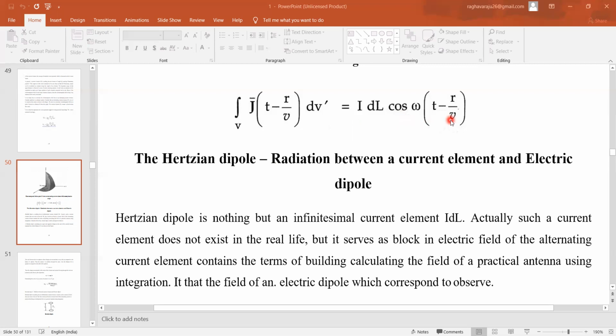The Hertzian dipole, or radiation from a current element and an electrical dipole, gives very important empirical relations. This Hertzian dipole is nothing but an infinitesimal current element. Actually, such a current element does not exist in practical real life, but it serves as a building block in calculating the field of a practical antenna using integration. It is the field of an electrical dipole.